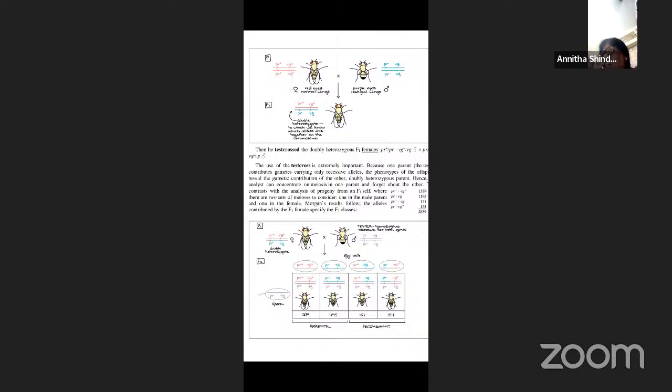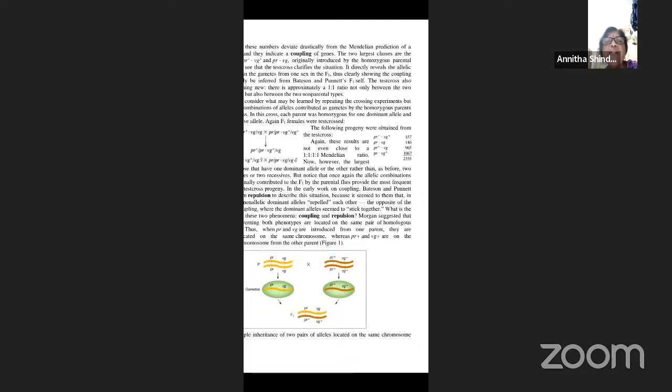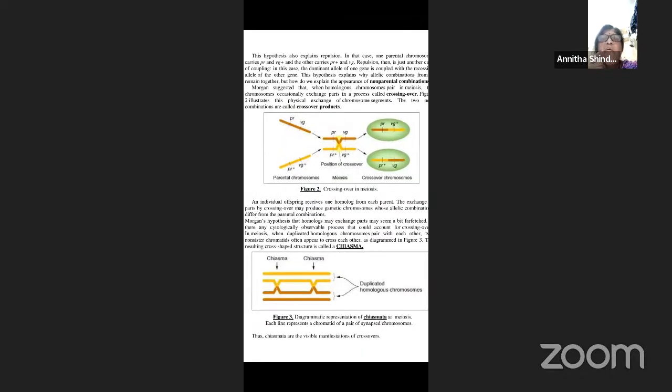So here they have mentioned the different types of crosses, not only the cross between the different parents, but also between the parent and the offspring, and they also try to cross the parent with one of the offspring, and they have given us various suggestions. Now how coupling takes place, and how the repulsion phenomenon takes place. Then they have also talked about crossing over.